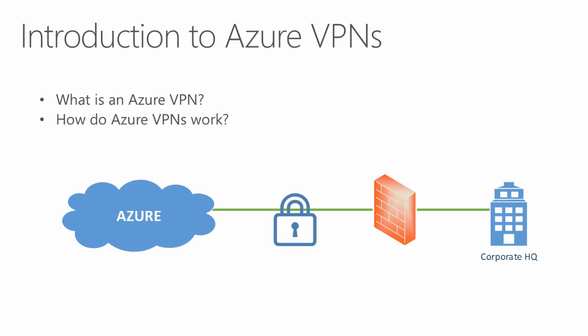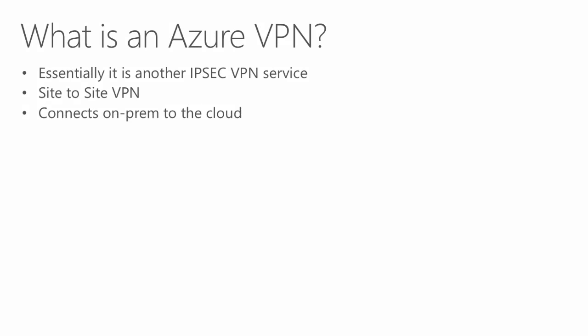In the next couple of slides, we'll be looking at what an Azure VPN is and how they work. So what is an Azure VPN? An Azure VPN is just another form of IPsec VPN which allows you to connect your on-premises environment to your Azure environment. This is a site-to-site VPN, which means there is only one path to and from your environments. Up until recently, this was the only form of VPN available for connecting on-premises to Azure.